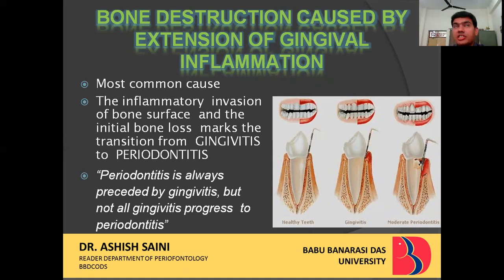So, gingivitis is basically inflammation of the gingiva. Till the time inflammation is only confined to the gingiva, it is known as gingivitis. But once inflammation starts spreading apically, and there is loss of attachment, there is apical migration of the junctional epithelium, then we say that gingivitis has finally progressed to periodontitis.